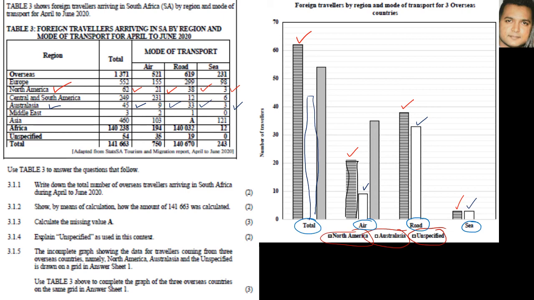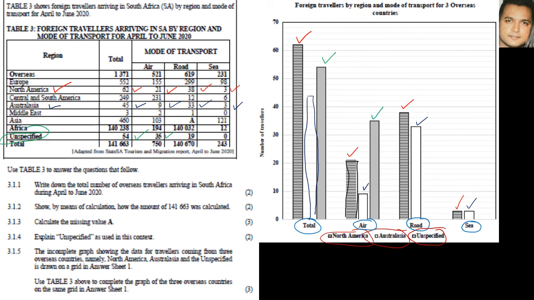So lastly we have the unspecified. Let's look at the unspecified. Okay, unspecified would be here. The first one, you can see the total there is 54. So it's drawn on the graph. Right, so it's there. The second one is the air, and the air amount would be 35. So let's see if it's there. There's our 35 right over here.